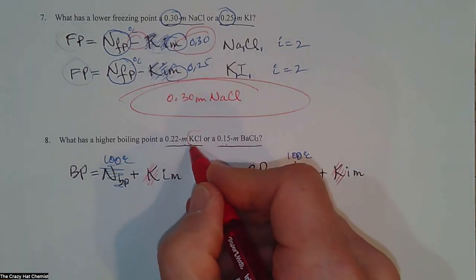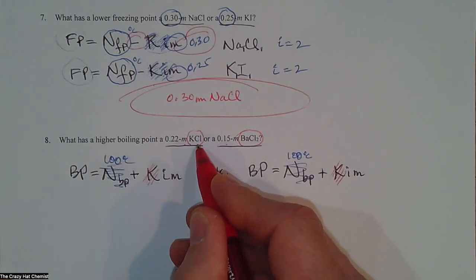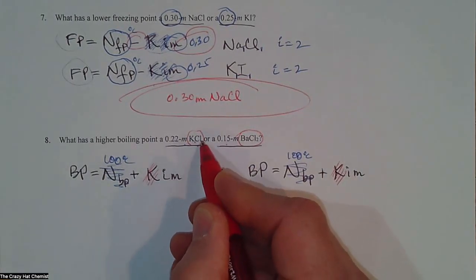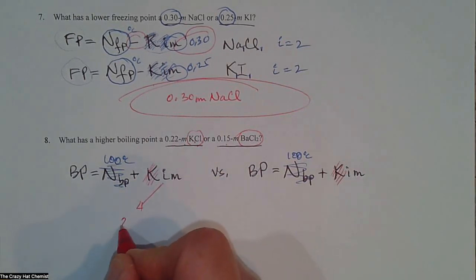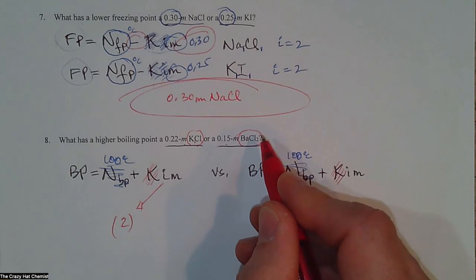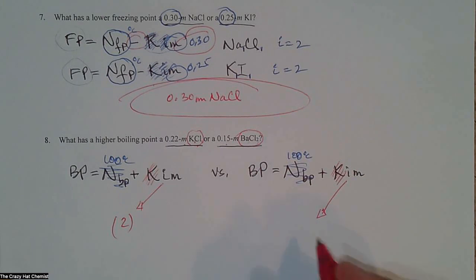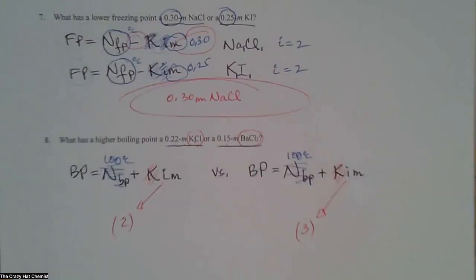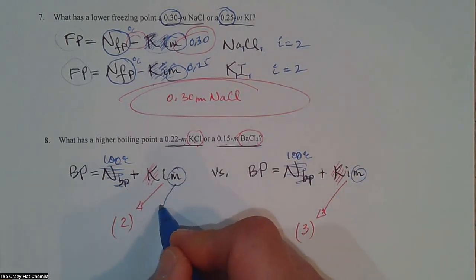And then for the formulas, I need to check on the Van't Hoff factor. And so the Van't Hoff factor for KCl, there's one cation, one anion. The Van't Hoff factor for KCl is going to be 2. The Van't Hoff factor for BaCl2, there's one barium, one cation, and 2 chlorides, and that's a Van't Hoff factor of 3. So since the Van't Hoff factors of both of these are different, I'm going to have to include them. Then the molality is also different. So I'm going to have to incorporate that in my problem here.